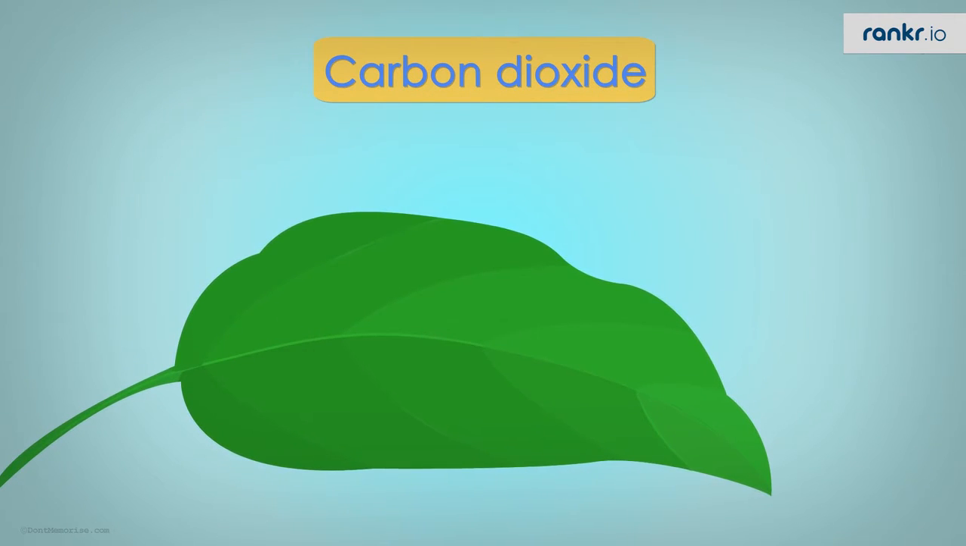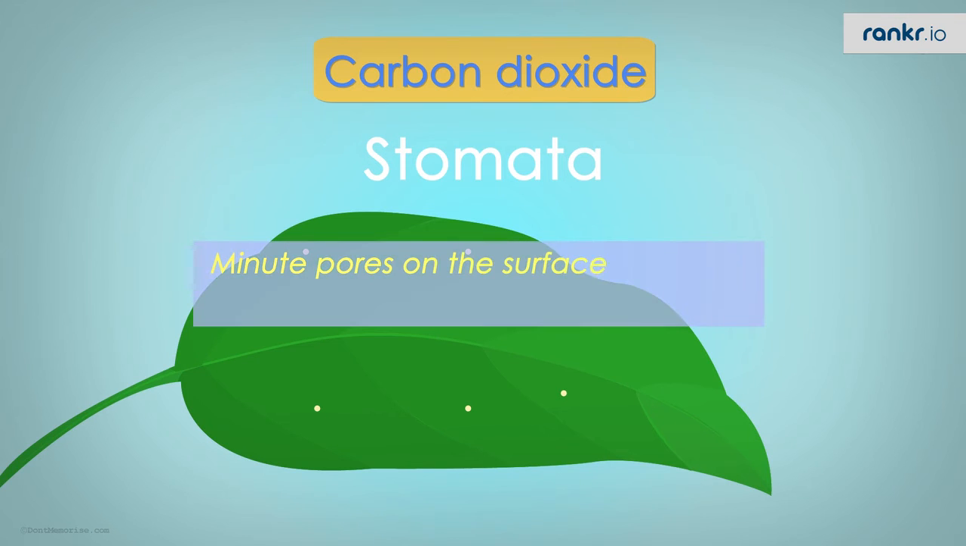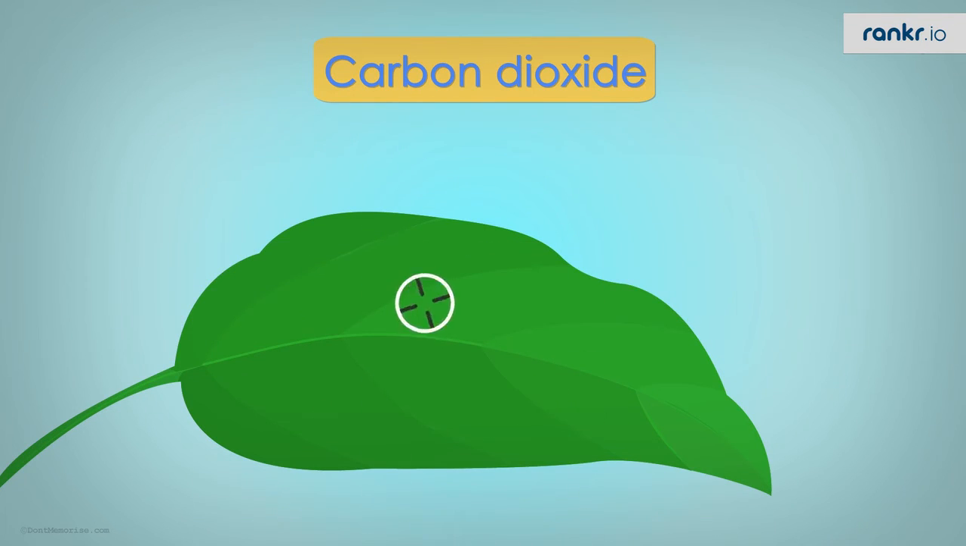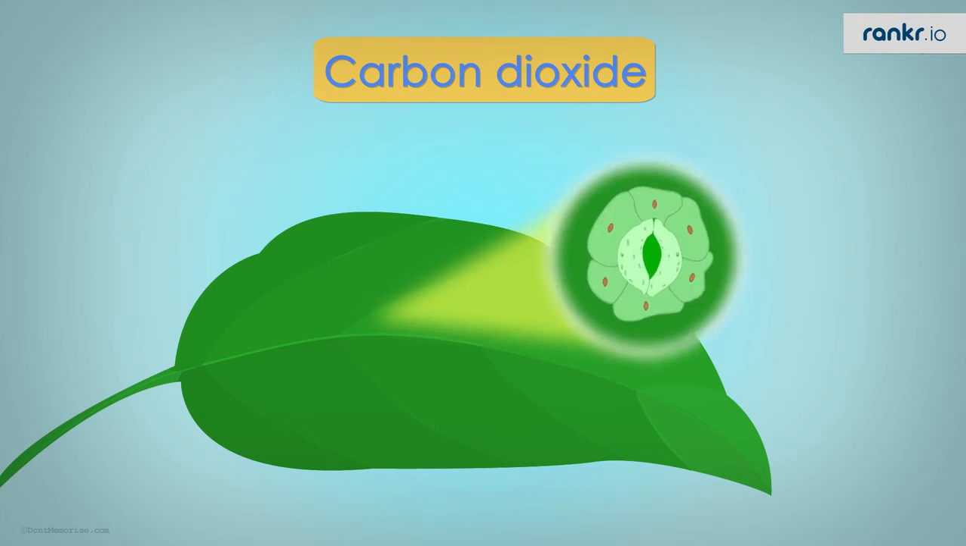Well, it enters through tiny pores on the leaf surfaces called stomata. Now, what is stomata, by the way? They are the minute pores on the surfaces of leaves through which plants exchange gases. Let us see what these minute structures look like. Are you able to locate these pores on this leaf surface? Yes, these are the stomata.